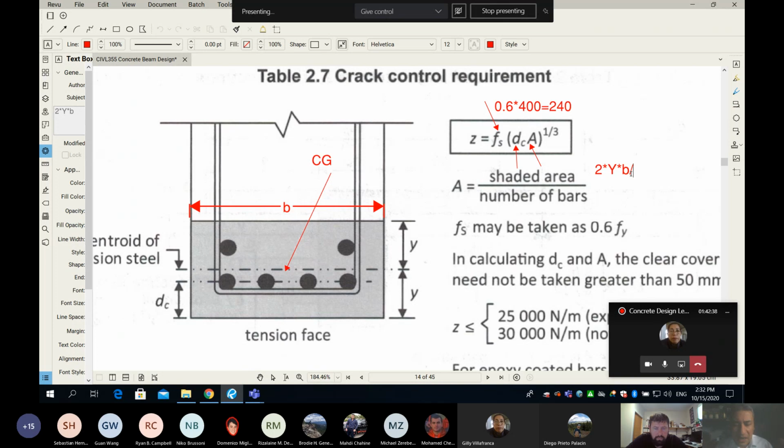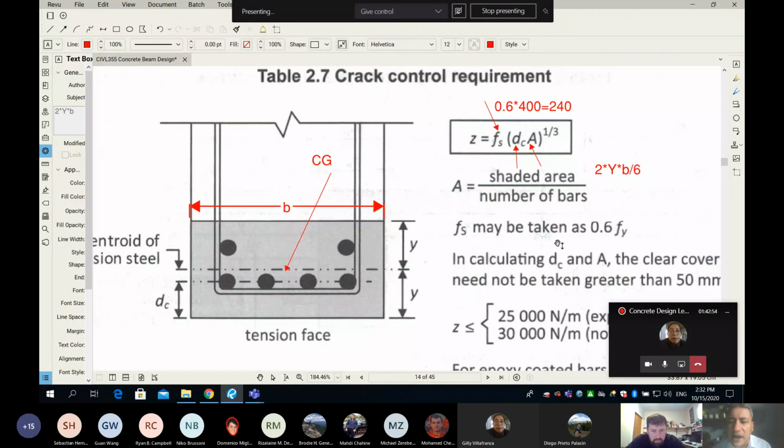For this example here, can you count, please? 1, 2, 3, 4, 5, and 6. So we have 6 bars. So what you have to do is find the area of the shaded area, and then divide by the number of the bars. So this will give you the A.